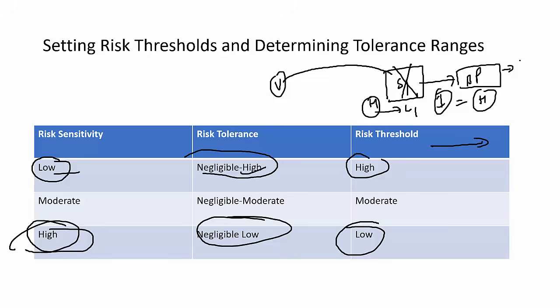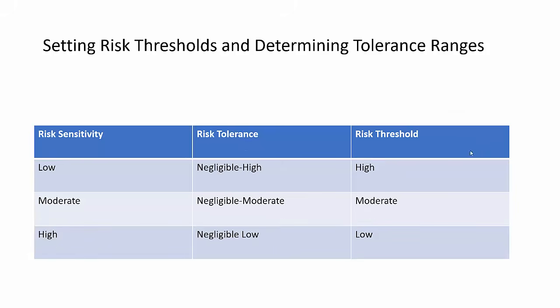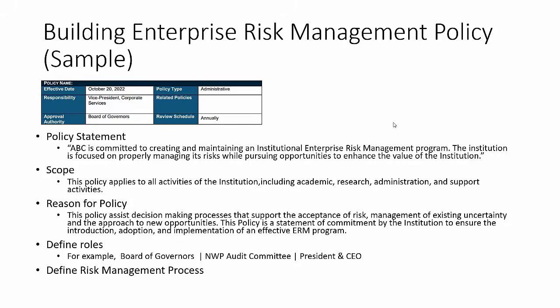So once you have all these things, then you formulate and create a policy. See, policy is the first thing you create, in which you define the policy statement. This risk management is applicable for which particular area. What is the reason of the policy? Define the roles, and then we define the risk management process. So all these things are basically part of the policy.